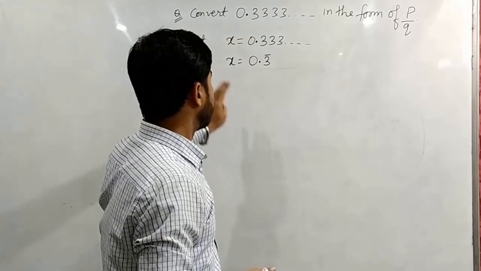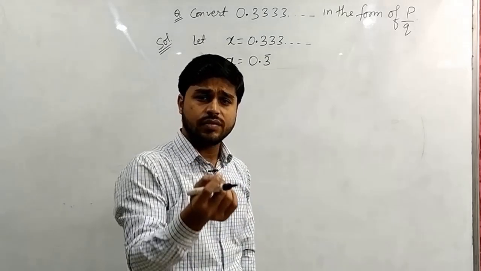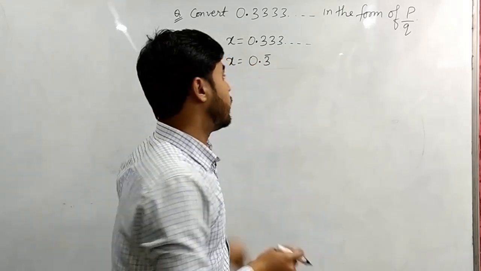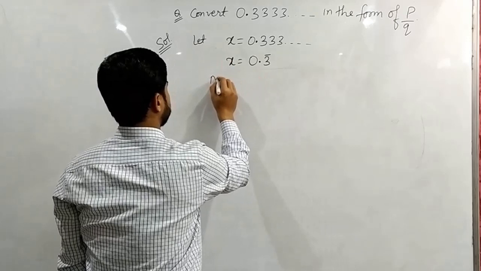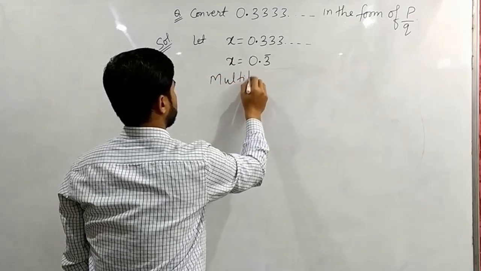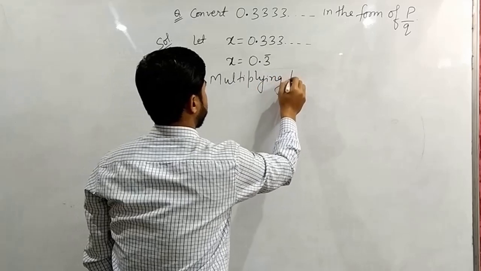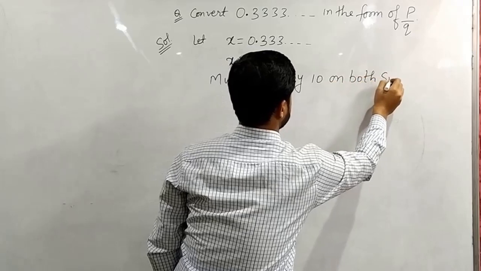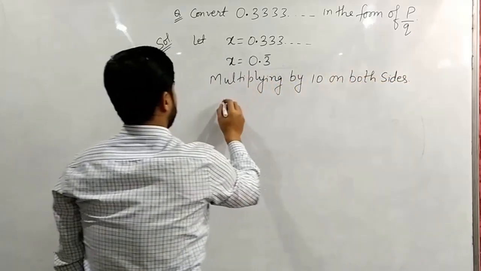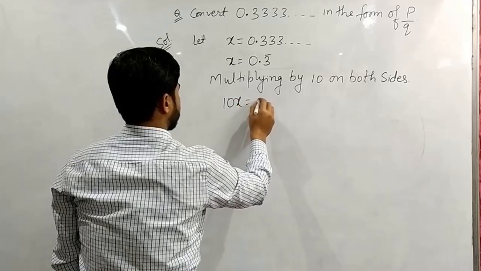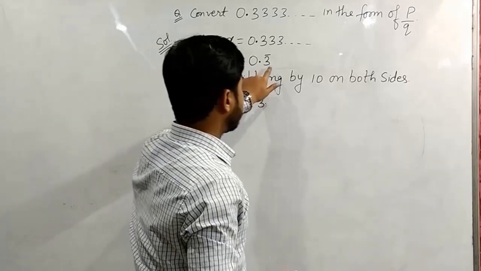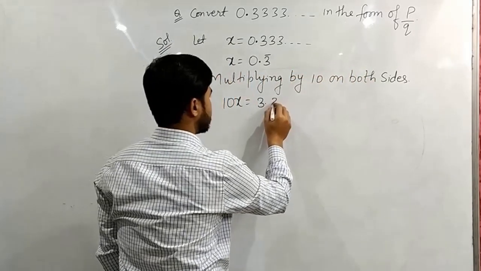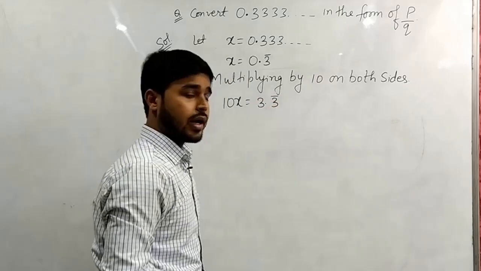And how will we do it? By multiplying by 10. As I have to shift only a single digit to the left side, I have to multiply by 10. So we multiply by 10 on both sides. So I get 10x equal to 3.3 bar. Now as there are an infinite number of 3s on the right side, there will be no deficiency of 3s, so 3 will appear again here.